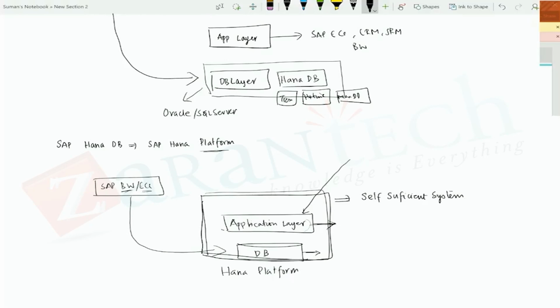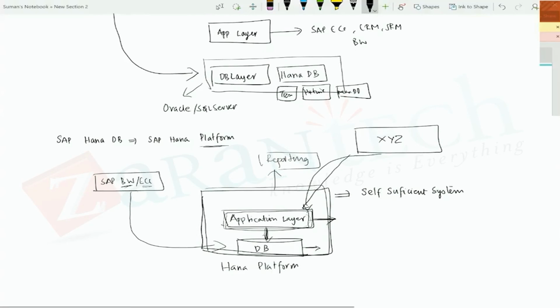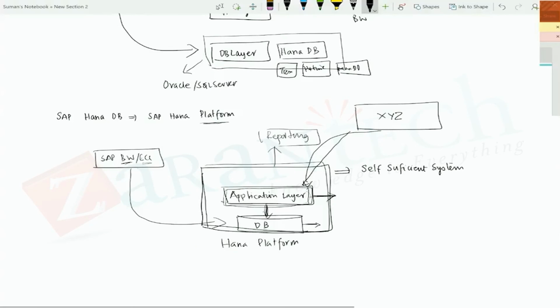Let's say I have a proprietary application. I have an application that is built within my own company called XYZ. I can recreate that application in my HANA system directly in my application layer using the capabilities of the HANA database and provide reporting on top of it directly. I don't have to rely on any other SAP application. The application layer is directly built in the HANA system. That is one reason why SAP HANA is now referred to as a platform.